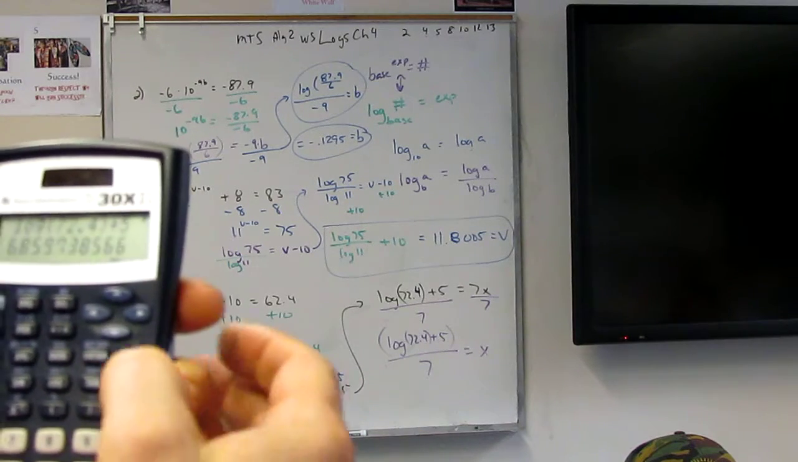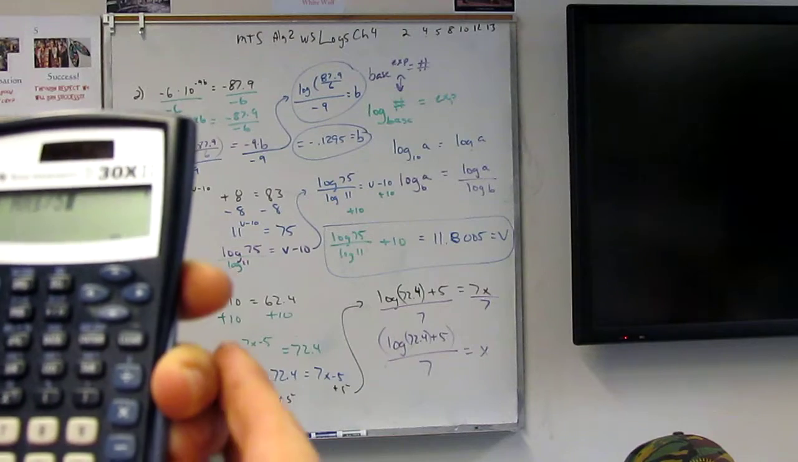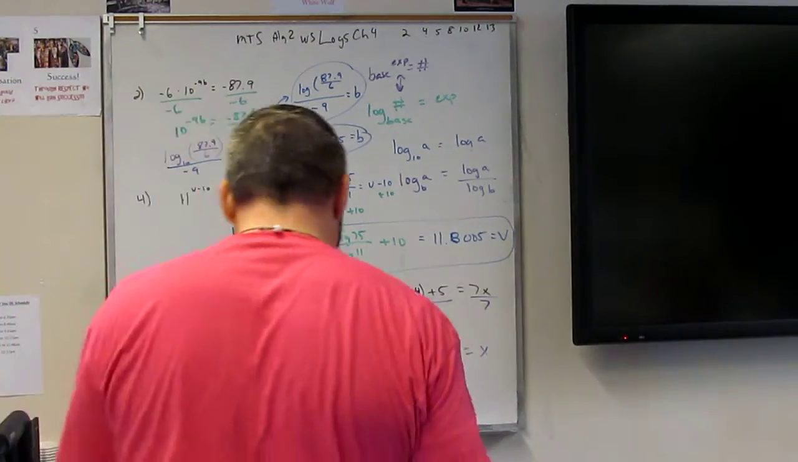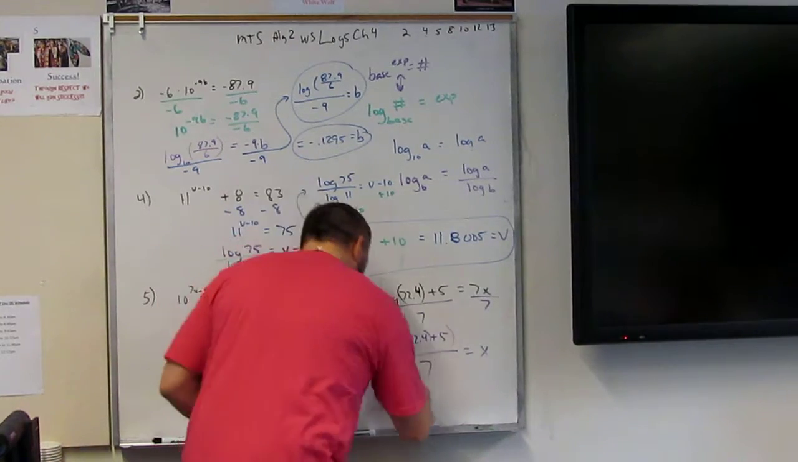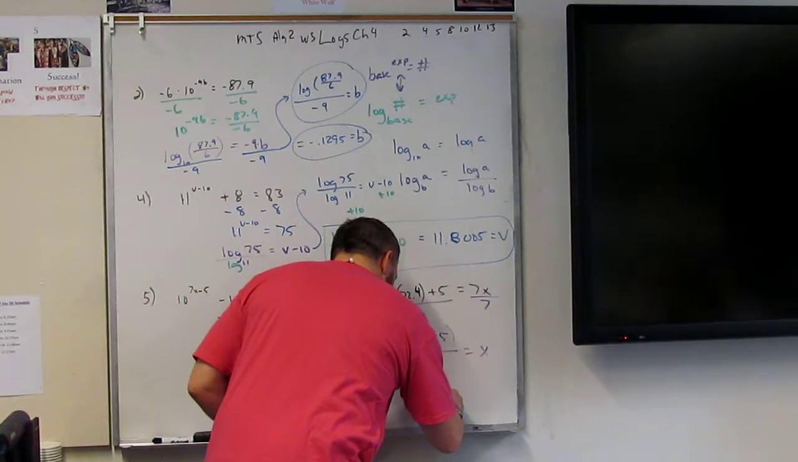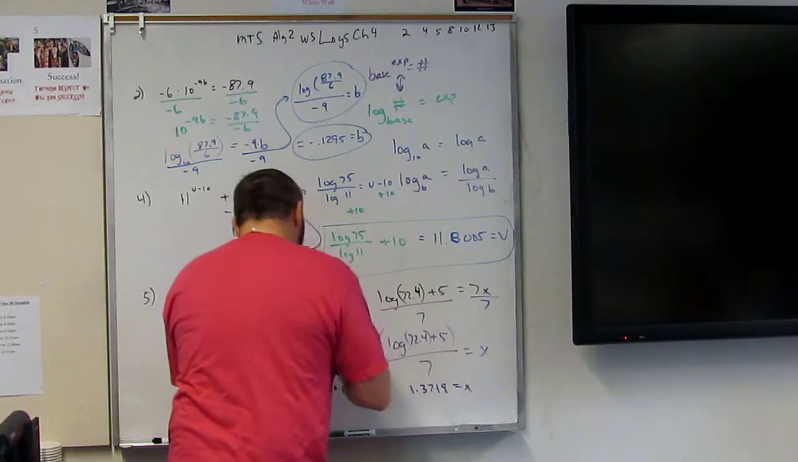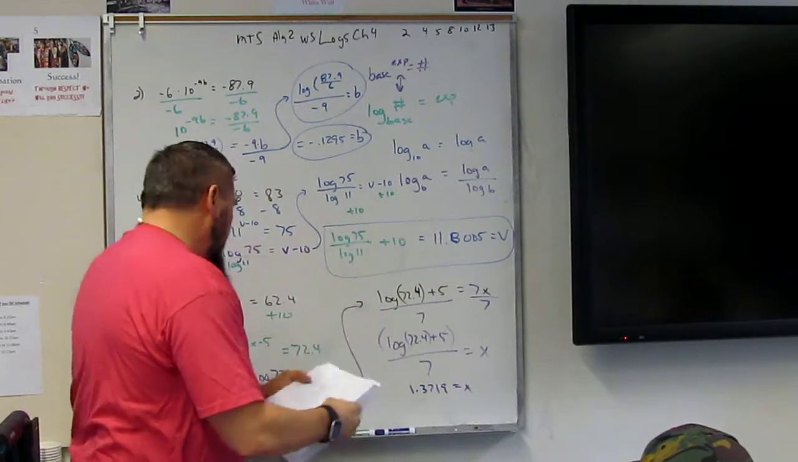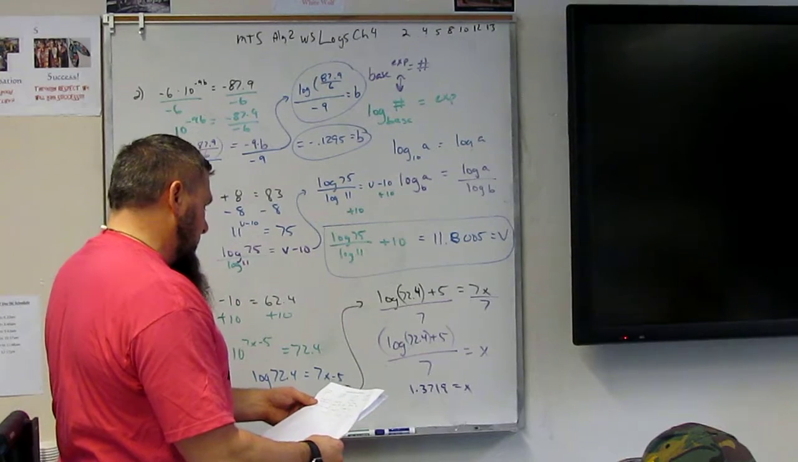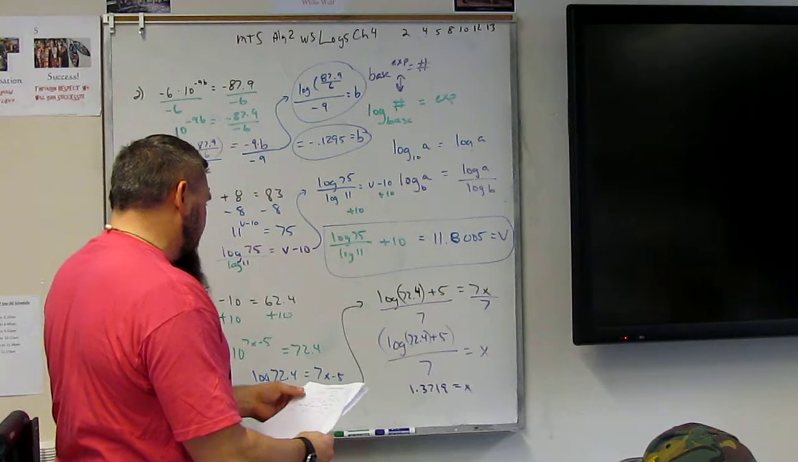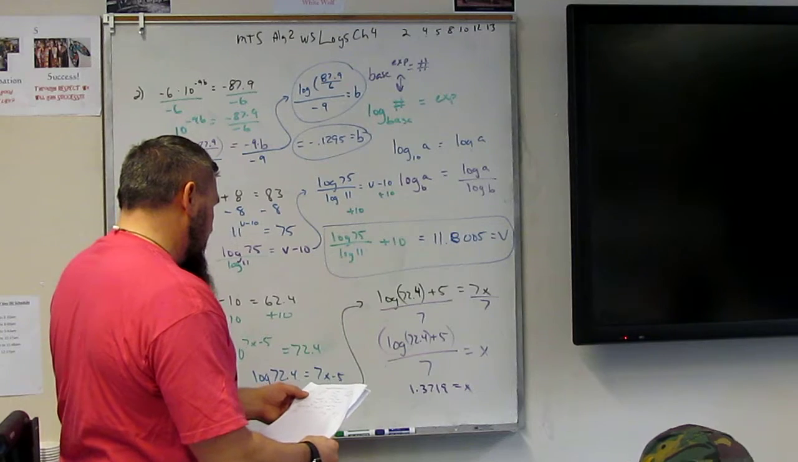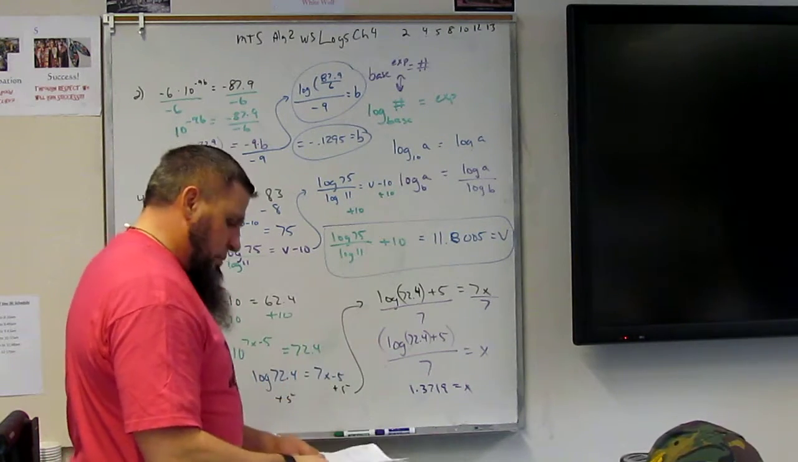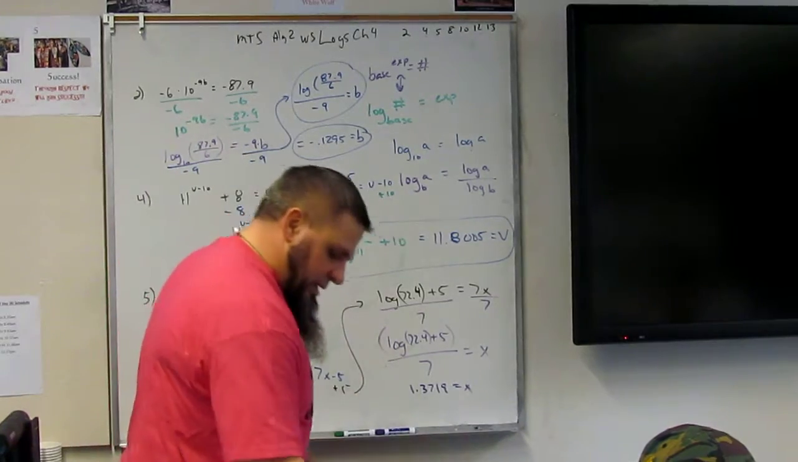Now I'm going to divide by 5. Equals 1.3719. Then I check that with my answers. Uh-oh, that's not right. Is this 5? Yeah. Let's try that again.